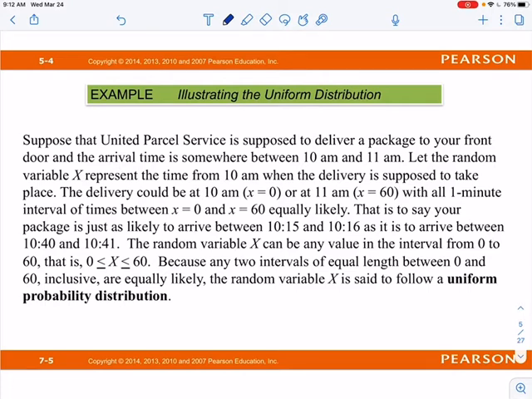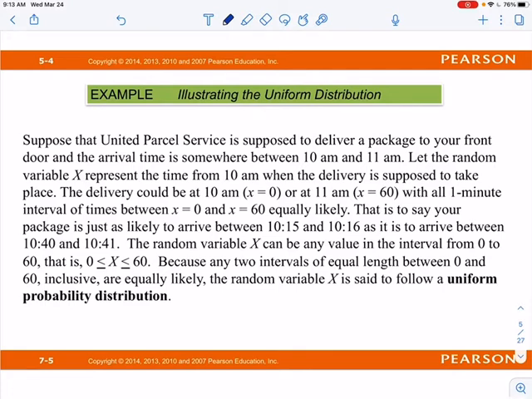Why 60? Because there's a 1 hour interval there, and that would mean that each minute was 1 unit on your x-axis. So that's with all 1 minute intervals of times between 0 and 60 equally likely to occur. That is to say that your package is just as likely to arrive between 10:15 and 10:16 as it is to arrive between 10:40 and 10:41. The random variable x can be any value in the interval from 0 to 60. So that is 0 is less than or equal to x, which is less than or equal to 60.